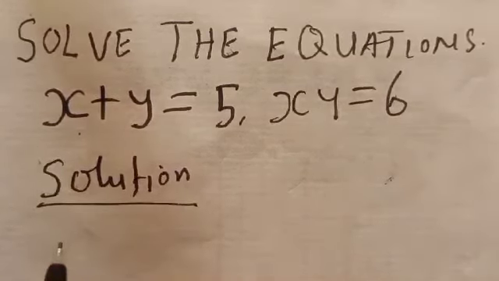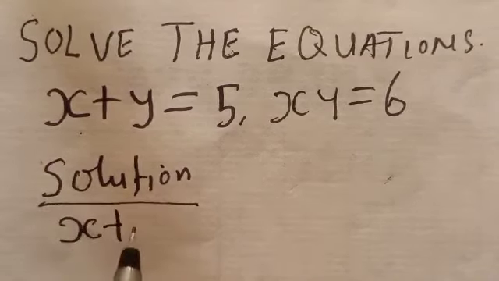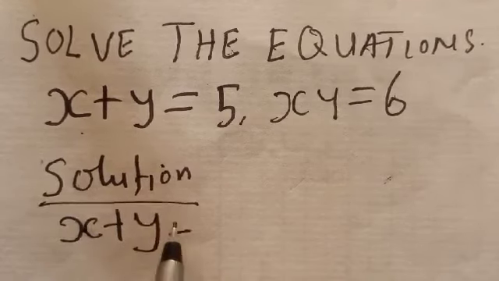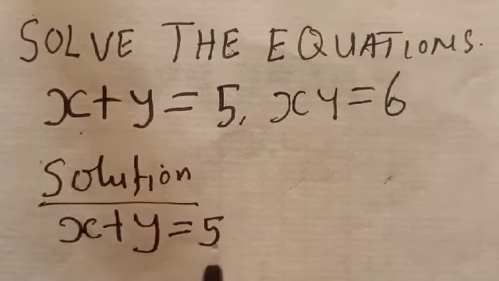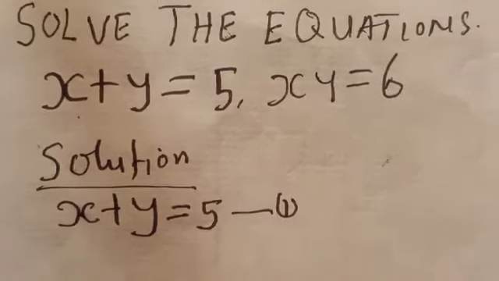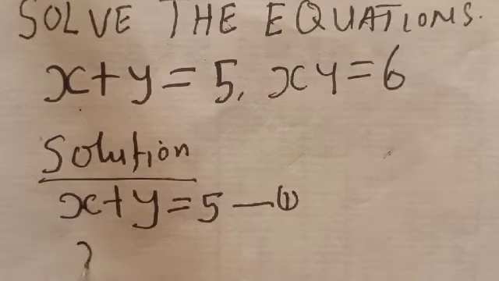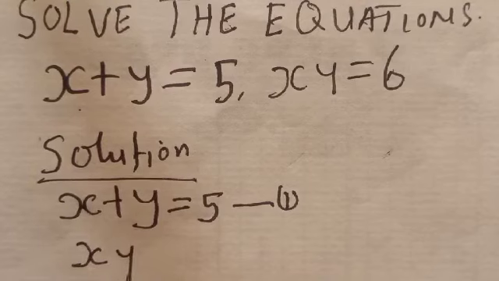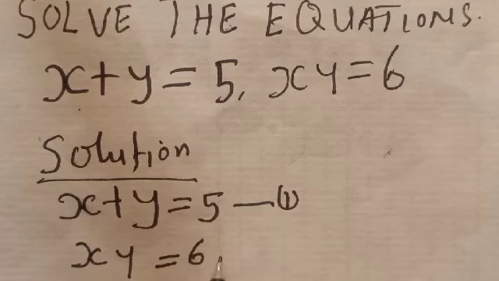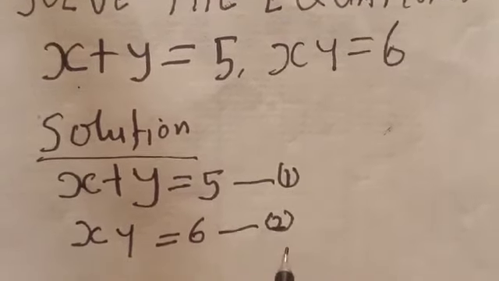Let's start with equation 1. Equation 1 is x plus y is equal to 5. Let's call this equation 1. Then the second equation is xy is equal to 6. This is equation 2. We want to look for the value of x and y.